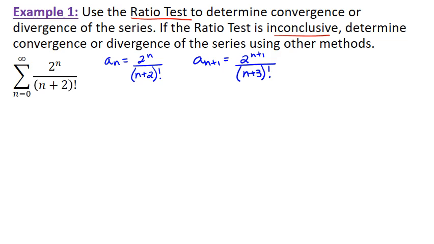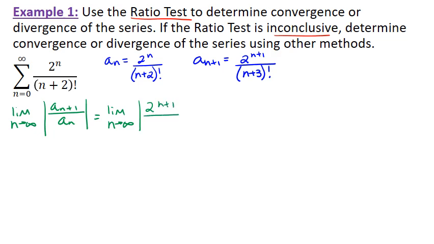Okay, so once we have these two things, I want to take the absolute value of this. So I'm going to find the limit as n approaches infinity of the absolute value of a sub n plus 1 over a sub n. Well, this is equal to the following. Now, I'm going to have this here divided by this, so the nth plus 1 term divided by the nth term.